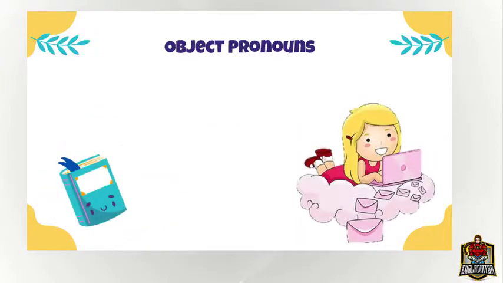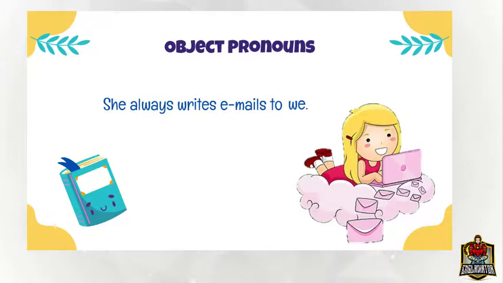One last example. She always writes emails to we. Let's correct this sentence together. Great! We is an object that receives the action, so it must be replaced with us. So the correct sentence would be, she always writes emails to us.